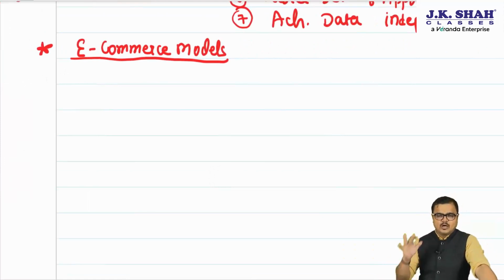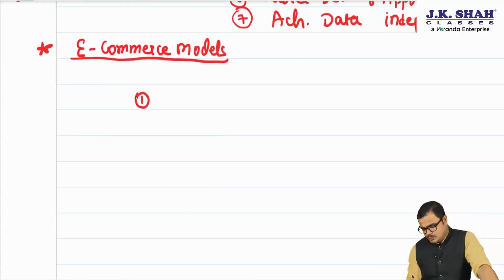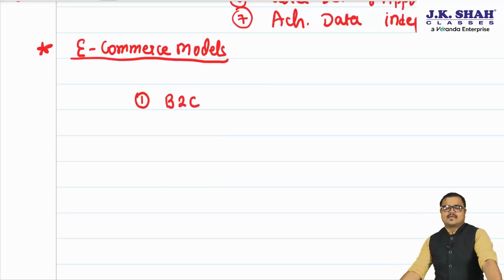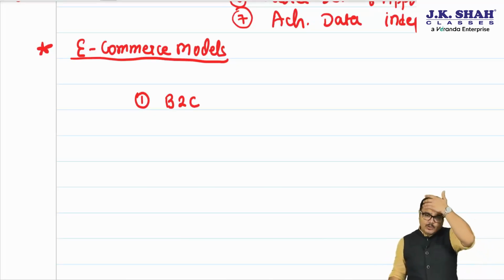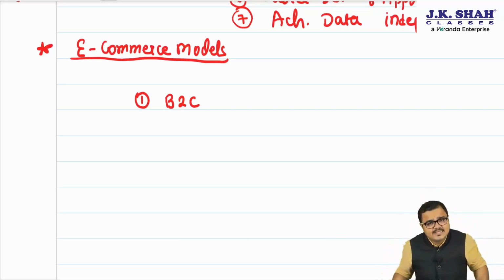Sir, in case of e-commerce models, first and foremost we have B2C. What is B2C? Business to consumer. Who is selling the product? Business. To whom is it offered? To the consumer. Do you agree with me? Say yes or no? Yes, sir.